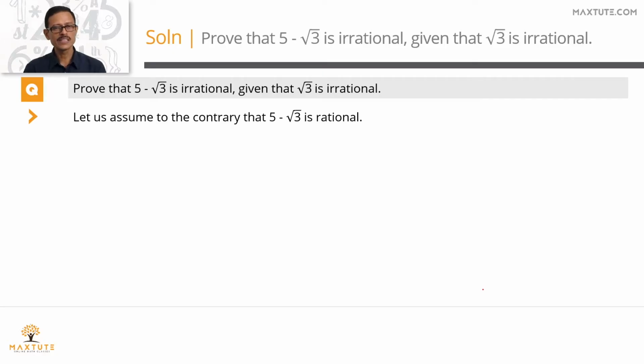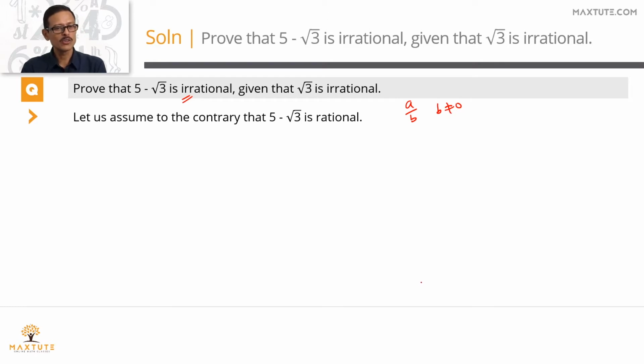Prove that 5 minus root 3 is irrational, given that root 3 is irrational. Textbook approach is as follows. We're going to assume to the contrary, we're going to assume the opposite. We'll have to prove that 5 minus root 3 is irrational, but we're going to assume that 5 minus root 3 is rational. What's the definition of a rational number? A rational number can be expressed in the form a by b, where a and b are co-prime integers and b is not equal to 0.